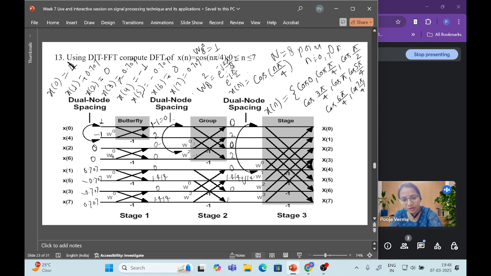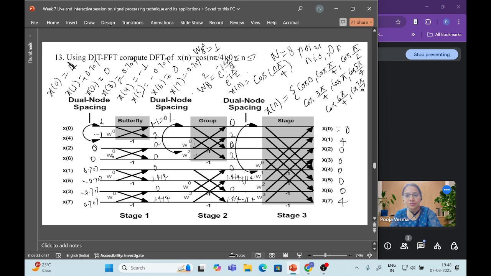Here you will get 1.414 minus j 1.414. Okay. Similarly, you need to find the W18, W28 and W38 values and then just multiply and add in this. So x of 0 you will get finally 0. Here you will get 4. Here you will get 0, 0, 0, 0, 0 and 4.